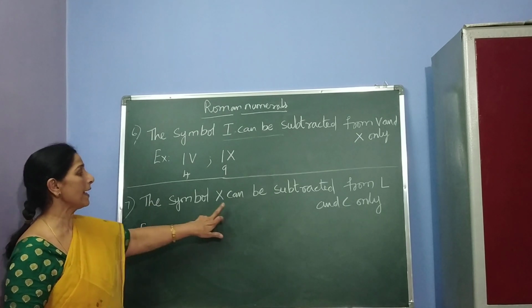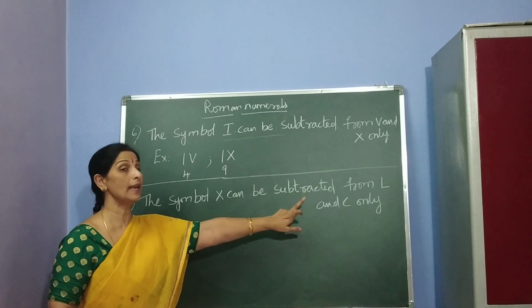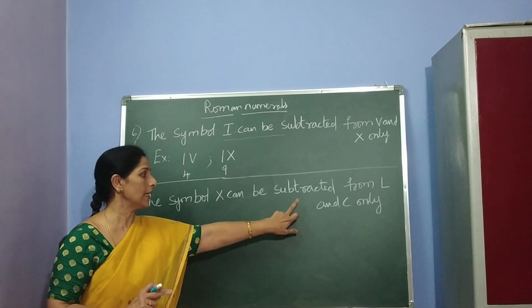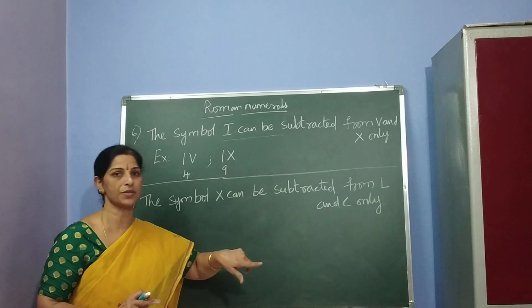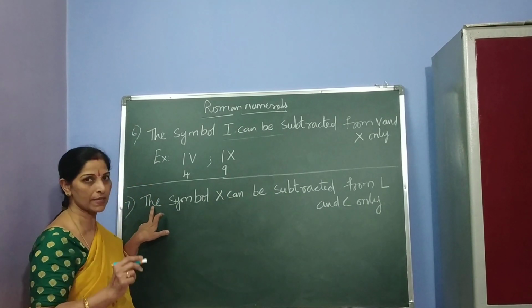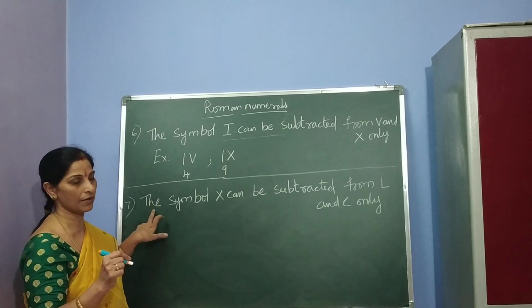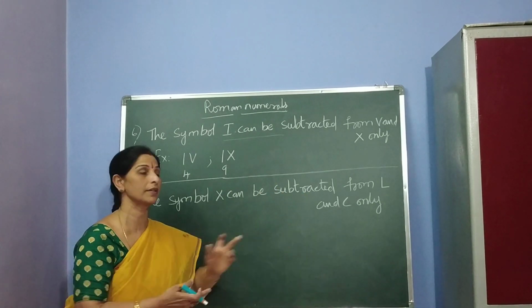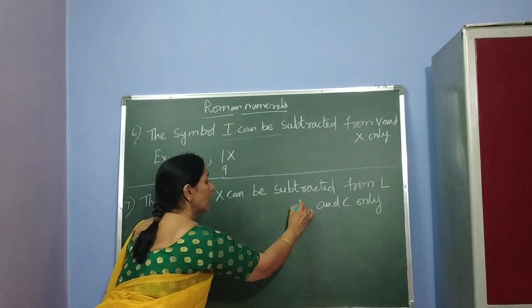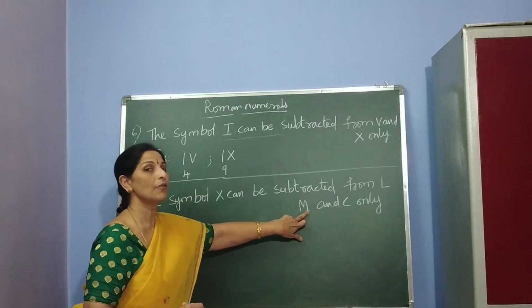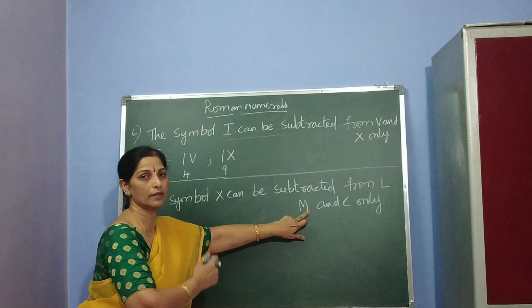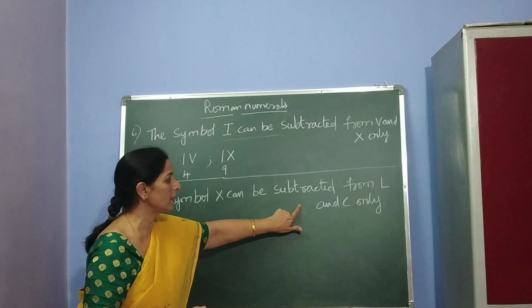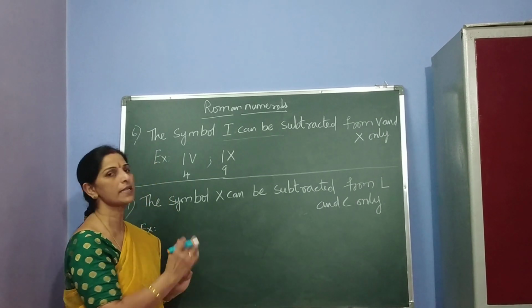The symbol X can be subtracted from L and C only. Once I want to tell you, children, in your textbook it is given M also. But that is a printing mistake. So let's correct that. The symbol X can be subtracted from L and C only. Why is M not correct? Later I'll explain. In your textbooks it was given M also. Please strike off that. This is just a printing mistake.